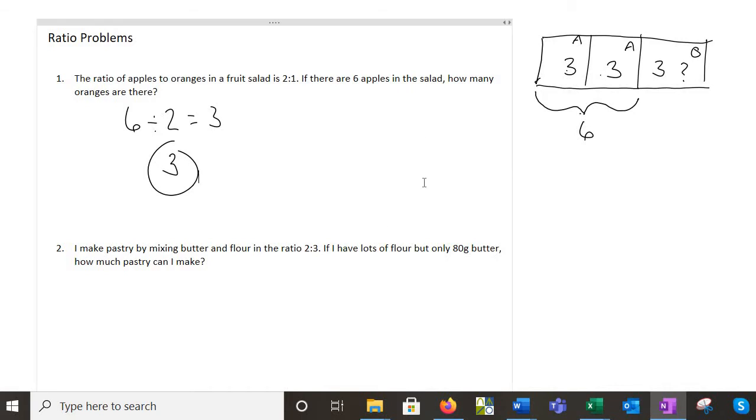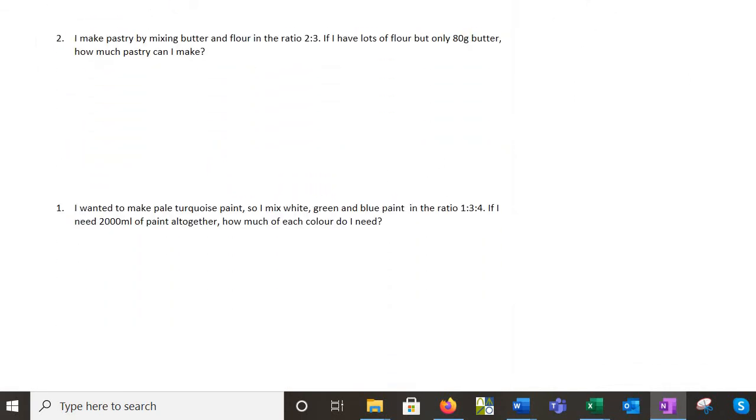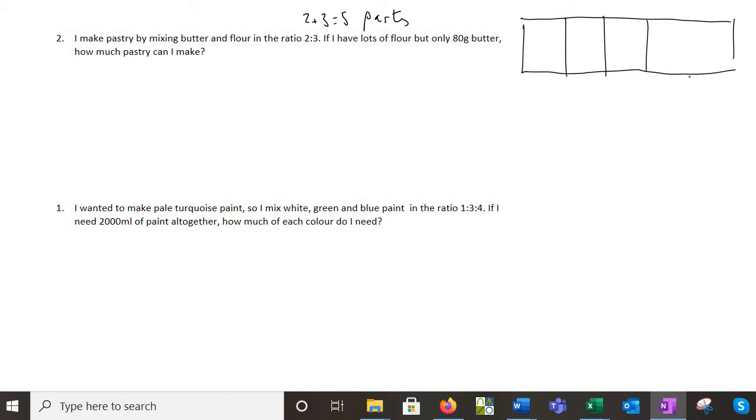Okay, let's try the next one. So that's our answer. I make pastry by mixing butter and flour in the ratio 2 to 3. Now let's say I've got lots and lots of flour, but I've only got 80 grams of butter. How much pastry can I make? So again, I'm going to draw this bar model. To make my pastry, I need 2 parts butter, 3 parts flour. So all together, 2 add 3, that's 5 parts. So I need to split my bar into 5. 1, 2, 3, 4, 5.